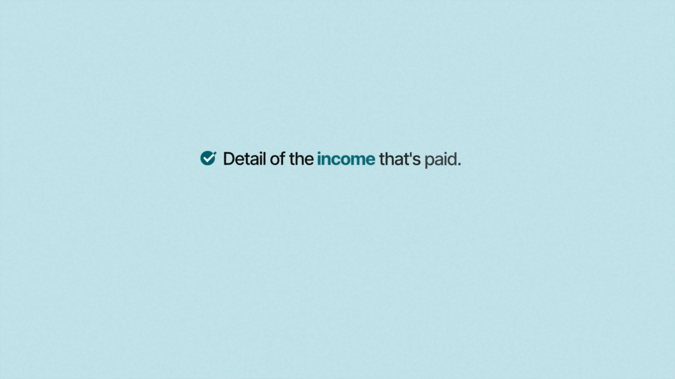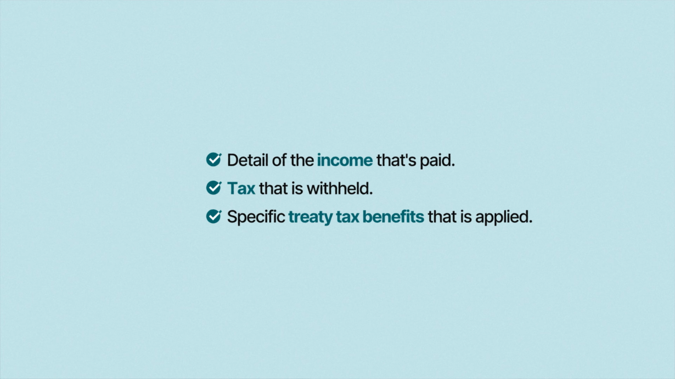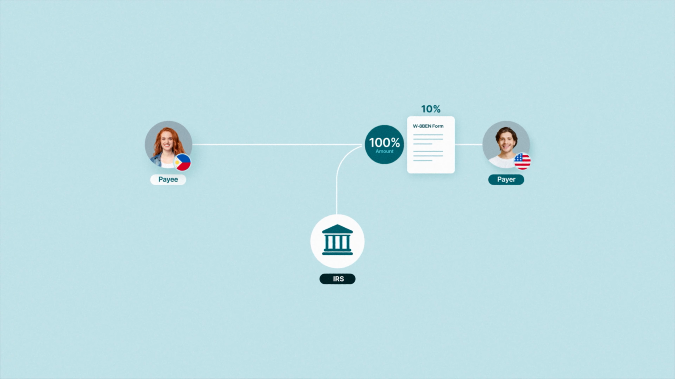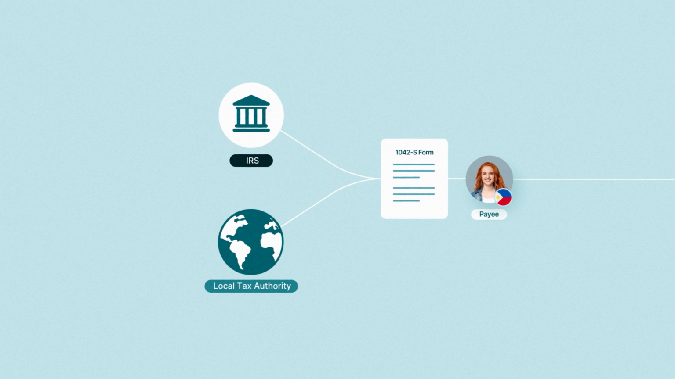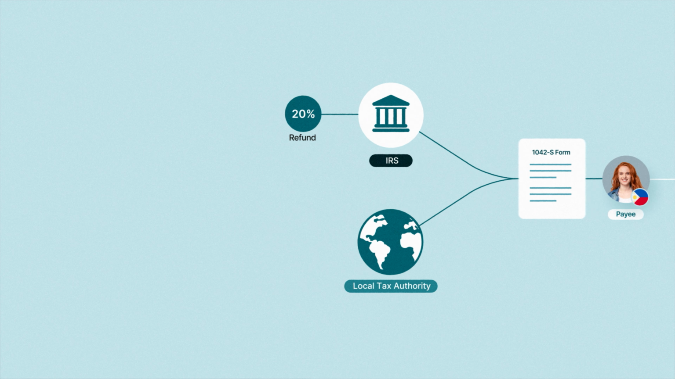But what does this form do? This form will give you the detail of the income that's paid and the tax that is withheld. It will also state the specific treaty tax benefits that are applied. The payee can then use the form to ensure that the correct amount of tax was withheld. So let me break down the technical aspect of this. For instance, if the wrong withholding rate was applied, the foreign contractor can reference the Form 1042S when filing their own tax in their own country, or potentially with the IRS to adjust any discrepancies.